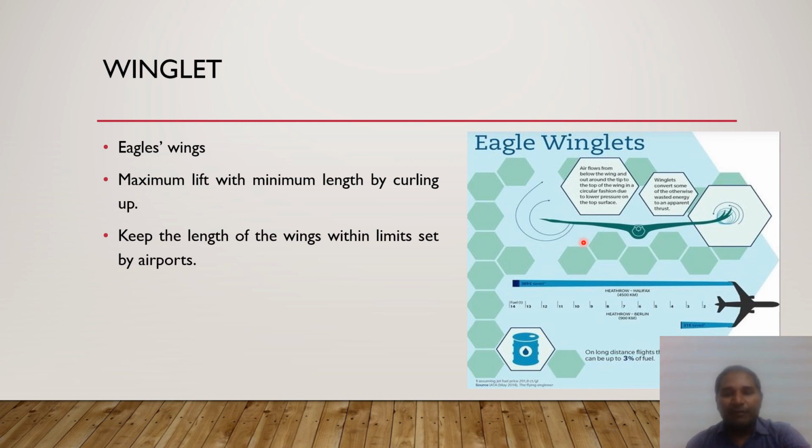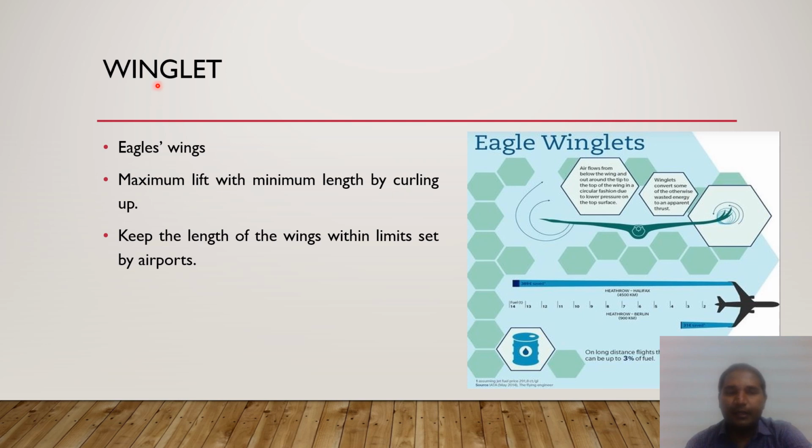So this will greatly affect the lift generation. On the other side, the tip of the wing is curled up a little, and this literally lifts the wingtip vortices off the main surface of the wing, and also contains the wingtip vortices within a specific boundary. This greatly helps the eagle wing to generate more lift by reducing the drag due to the wingtip vortices. And this concept is called maximum lift with minimum length by curling up.